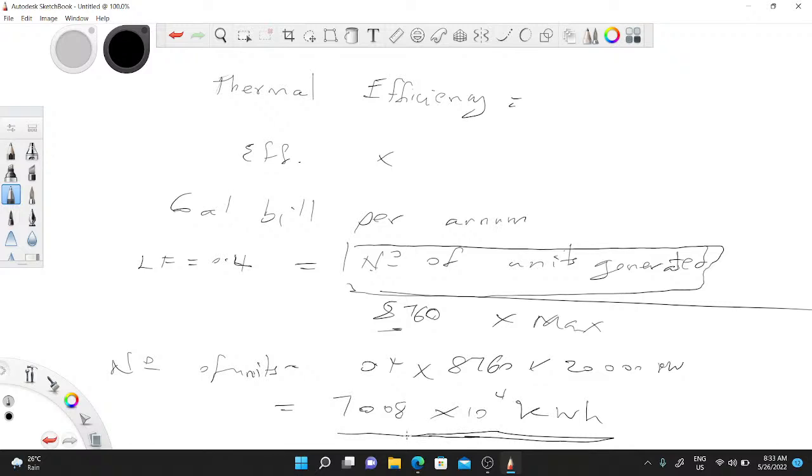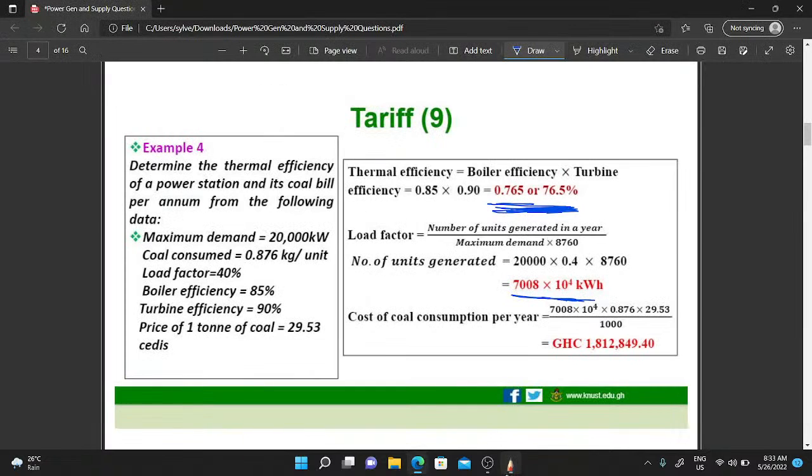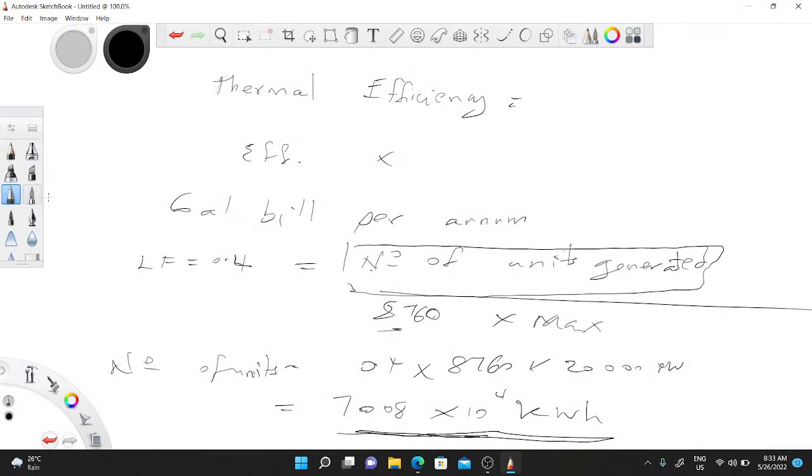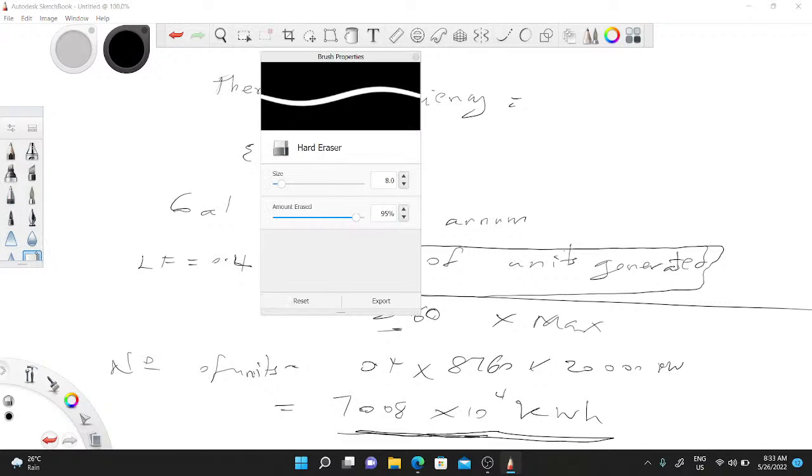Now, why do we need to find it? We were given the coal consumed, that it consumes 0.8 kilogram per every unit. So I can use proportion to find the number of kilograms that will be used to generate these units.